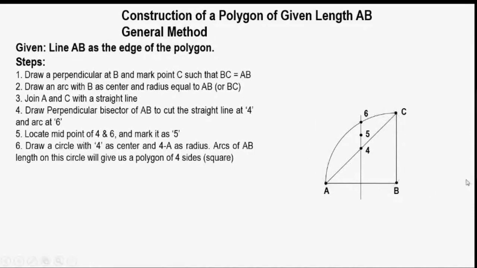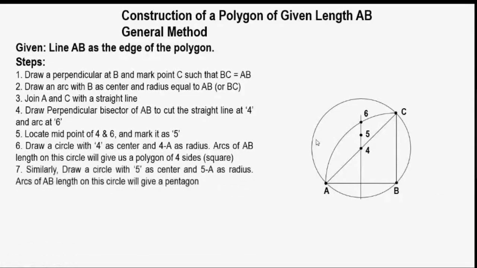So I'm going back. For getting a polygon of 4 sides, which we call a square, take point 4 as center and 4A as radius, and then mark the distance AB on this circle, we will get a square. I'm not marking those points on the circle that we have already covered in the previous slide. So I want to draw a pentagon. For drawing a pentagon, instead of 4, we take 5 as center and draw a circle.